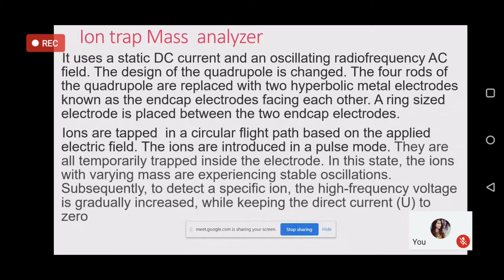What I want you to understand is that the electric field is oscillating, but its magnitude is not changing. It is an alternating current. The frequency of the alternating current is radio frequency, but whatever alternating current voltage that you apply, that is not changing.